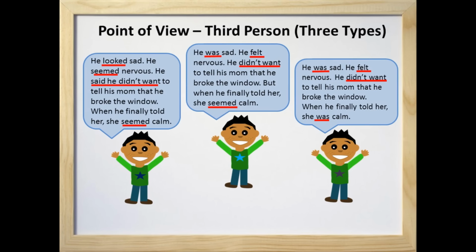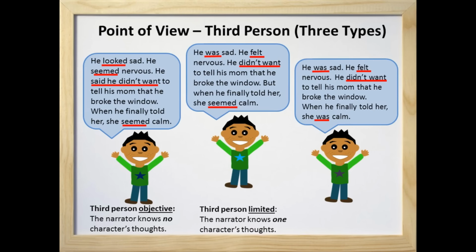So our first narrator doesn't know the thoughts of the boy or the mom. This narrator uses third-person objective point of view. In third-person objective point of view, the narrator knows no character's thoughts. The second narrator knows the thoughts of the boy, but not of the mom. This narrator uses third-person limited point of view. In this point of view, the narrator knows one character's thoughts, but no one else's. Third-person limited point of view is sometimes called third-person subjective.